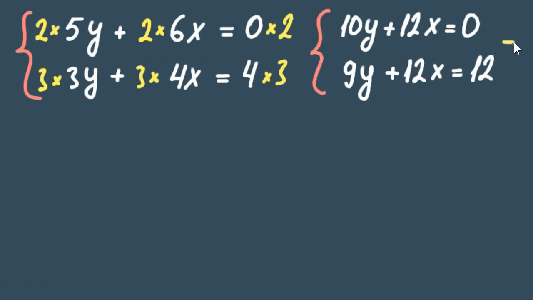Now I will subtract from each term of the first equation the terms of the second equation. 12x and 12x will cancel out. I subtract 9 from 10 and 12 from 0. Of course, you don't have to write down 1.